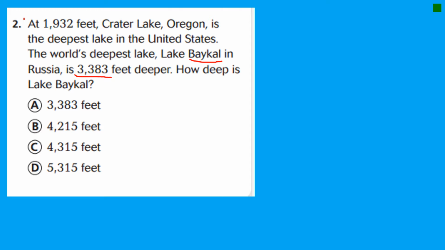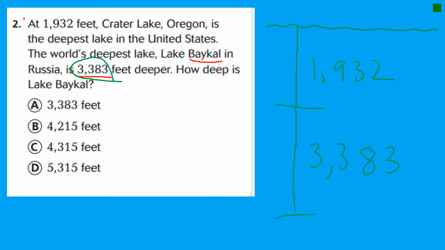Okay, so let's think about this one. You can draw a picture. So here's the top of the lake. Okay, Crater Lake is 1,932 feet deep. Lake Baikal is deeper. So how much deeper? That much deeper. 3,383 feet deeper. How deep is Lake Baikal? So Lake Baikal is all of Crater Lake and the additional 3,383 feet. So how do we combine those two amounts? We add them.